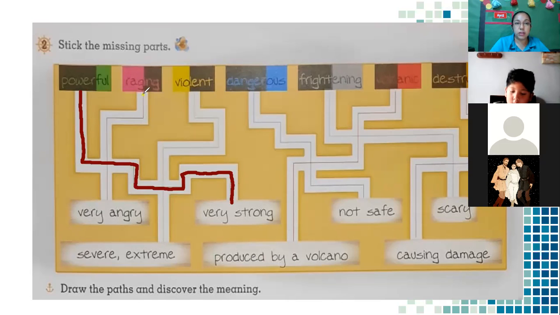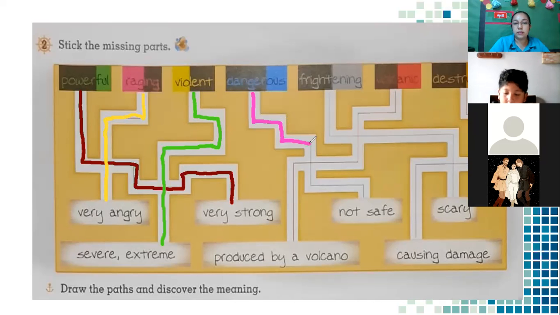Okay, then we have raging. In that case is very angry, yeah? Okay, very angry, this one. Then we have, let me see, violent. So, we follow the path. Yes. And the meaning of this one is severe or extreme, yeah, violent. Severe or extreme. Then we have the next one, okay? We discover the definition.